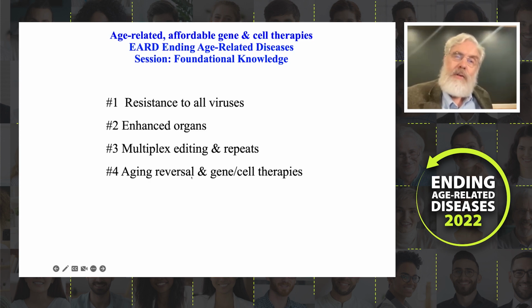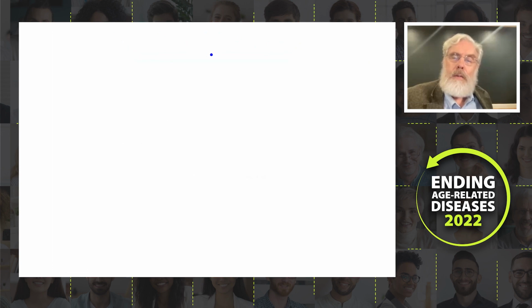And finally, aging reversal. In a certain sense, all of this is aimed at general health and low enough cost that it can be equitably distributed to everybody who wants it. So period, full stop.